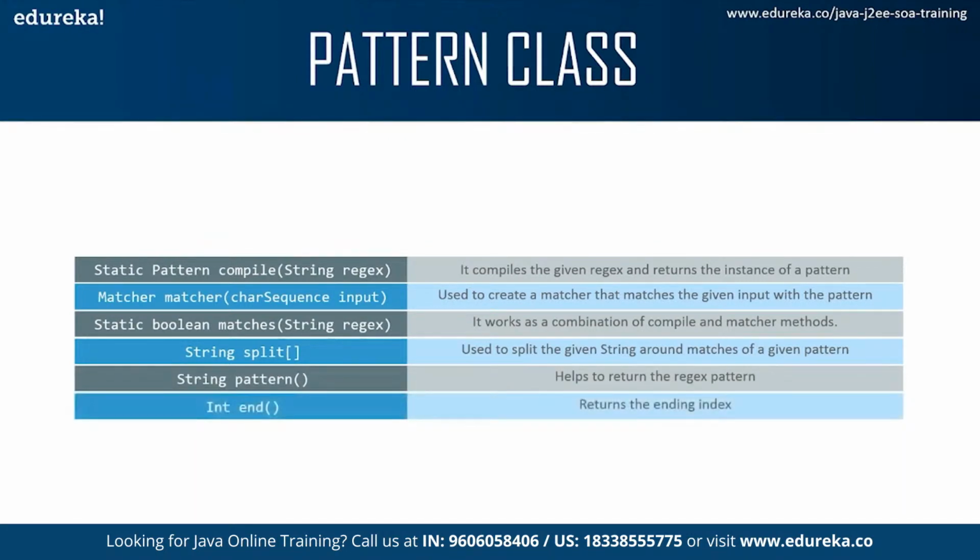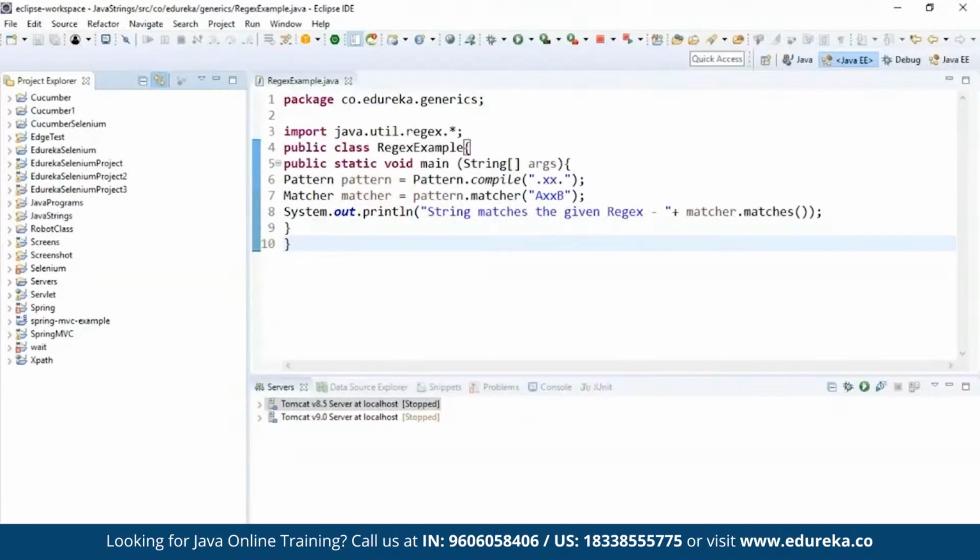Now let's see a small example of how exactly it works. So here I have an example. In this, I am going to check both categories, that is Matcher and Pattern as well. First, I'll import the package for regex, and then I am creating a class called RegexExample. Inside the main method, I'm giving the pattern as Pattern.compile with a dot, then x, then a dot, that is the starting index and the ending index. So it implies I can use anything as a starting character and anything as an ending character, but it should comprise x and x in between.